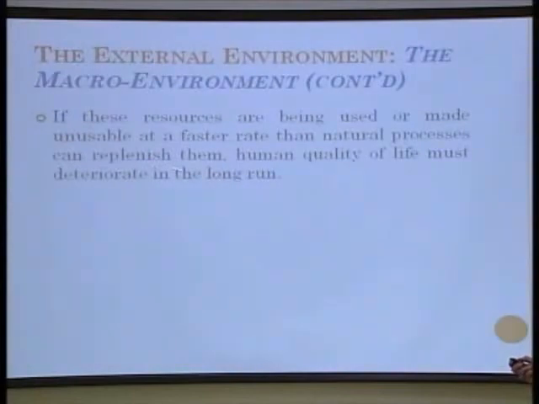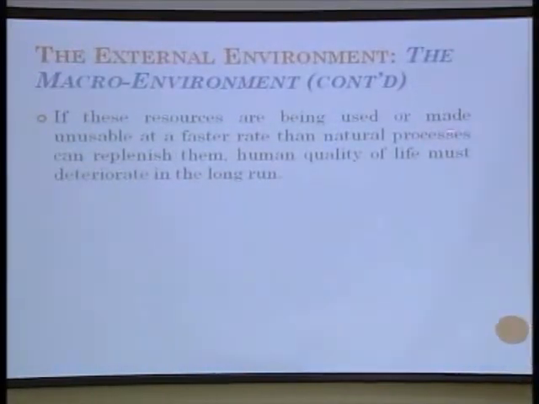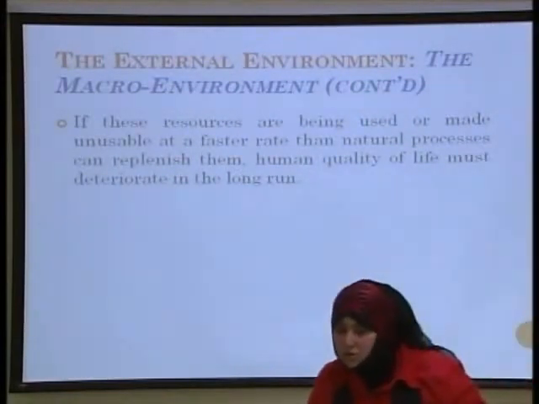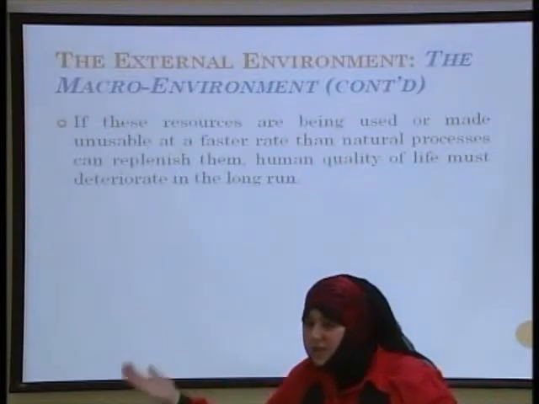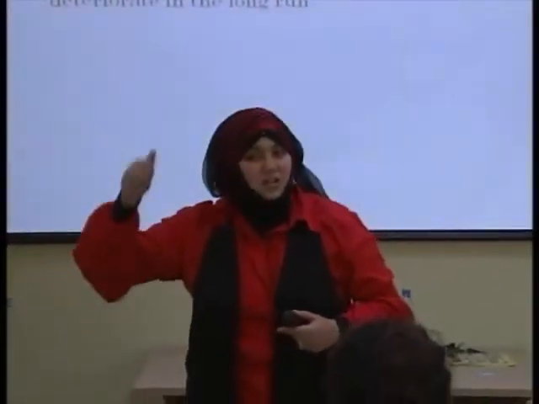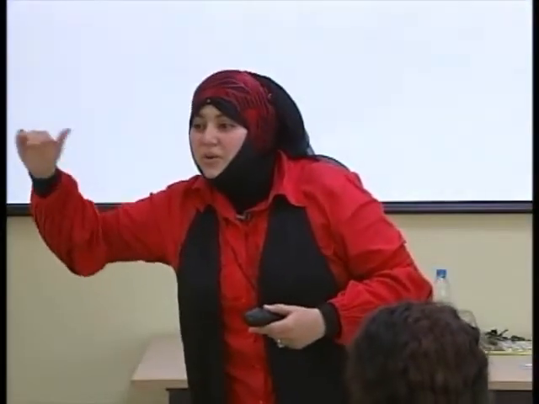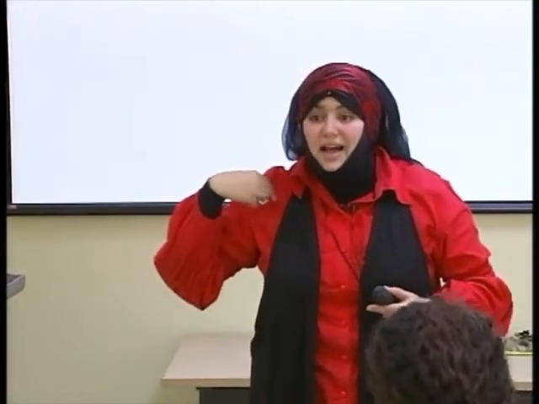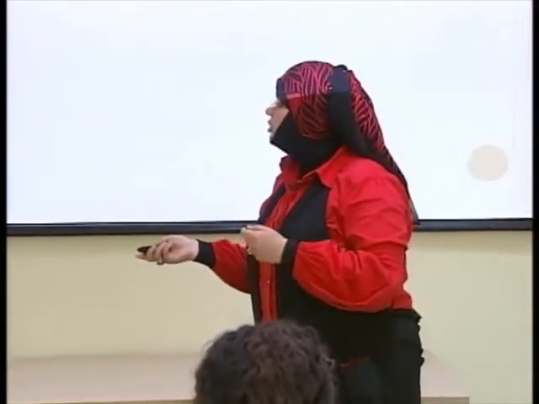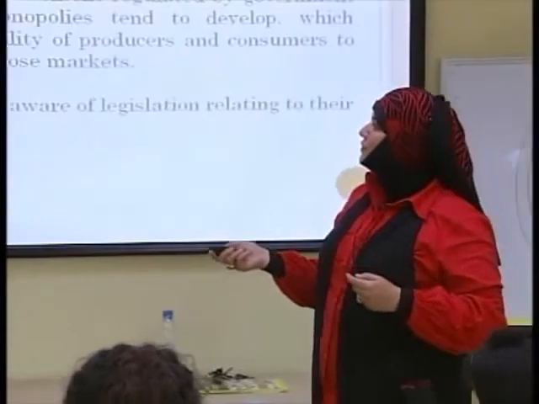If these resources are being used or made unusable at a faster rate than the natural processes can replenish them, human quality of life must deteriorate in the long run. So if you are consuming them faster than the rate of replenishing these resources, this means that the quality of life is deteriorating, which means that this hurts us as citizens, as human beings in this world. You got that? Okay. So how to be green? This is a very important question for marketers.